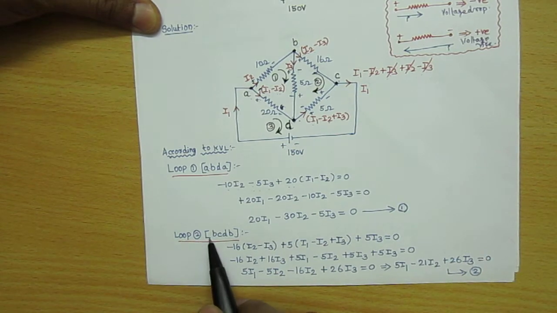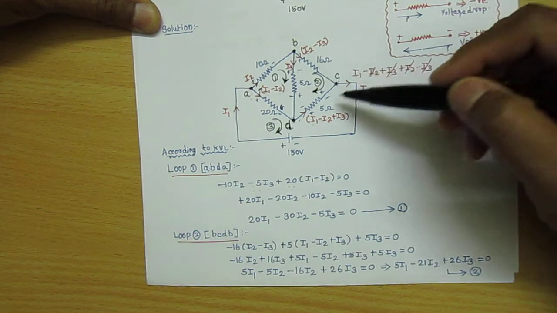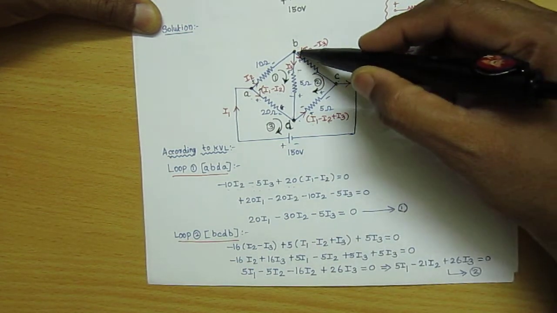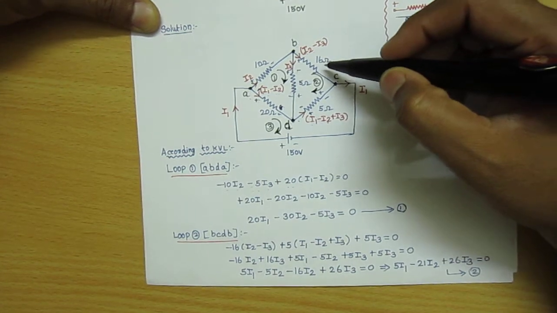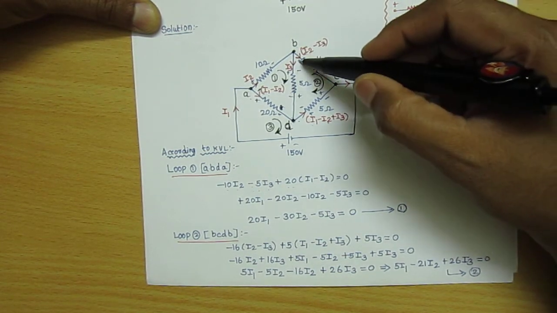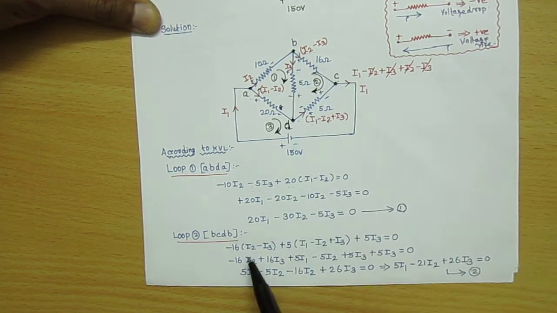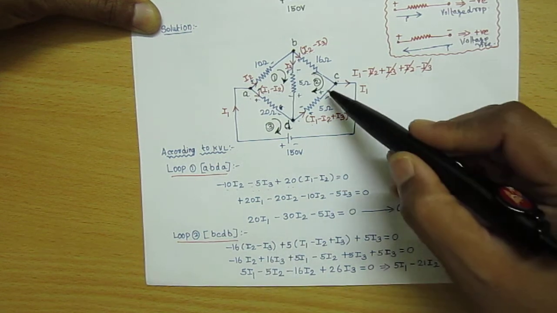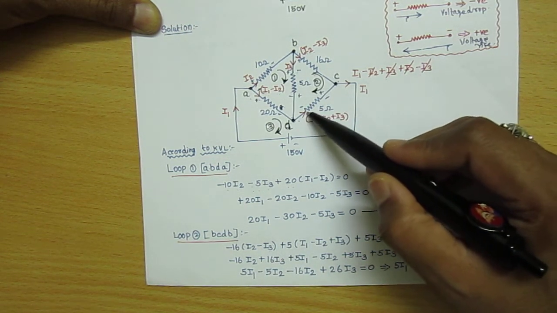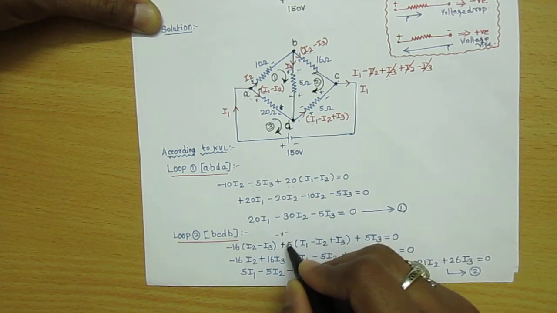Similarly in loop 2, that is B, C, D, B. In this loop, in this branch BC, 16 ohms is there, and the current I2 minus I3 is flowing from higher potential to lower potential. So minus 16 (I2 minus I3). Here also it is from higher potential to lower potential, but it is in the opposite direction. So we have to put minus here, minus into minus will get plus.